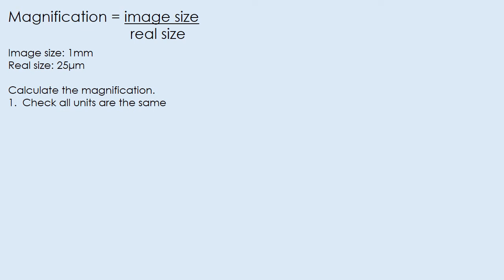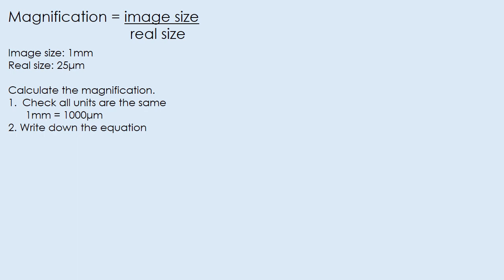Okay, so first off, another thing to do is make sure all the units are the same. We cannot divide millimeters by micrometers. It doesn't work. The units go all wrong. So what we'll do first, we'll get everything into the smallest unit. So 1 millimeter is 1,000 micrometers. To go from millimeters to micrometers, I've times it by 1,000. So 1 times 1,000 gives us 1,000 micrometers.